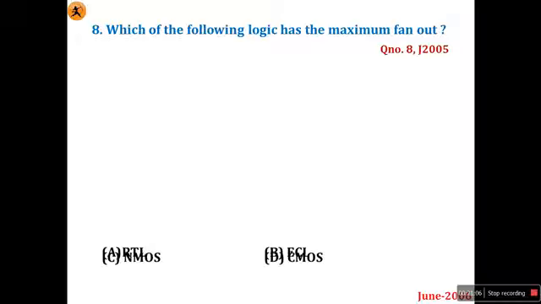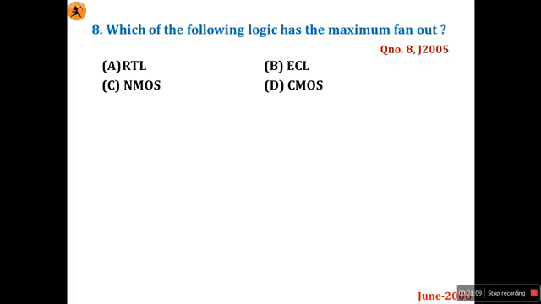Okay, now come to the 8th question. Which of the following logic has maximum fan out? It's a definite question in almost all exams. Just look at this, it is question number 8, June 2005. The same question was asked, and this repeats next year. So maximum fan out is CMOS. I have explained in detail in the June 2005 question part 1 video, so please go through it. Those who are new visitors, just go for June 2005 part 1, you will get question number 8, the same question.